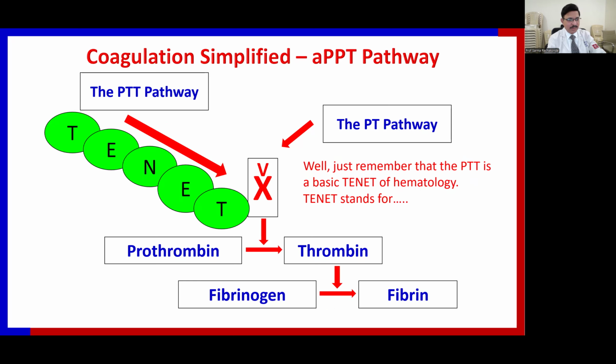Come. Tenet. 10, 12, T. 11, E. N, 9. E, 8. T, 10. Tenet. That is the tenet is on that side. Okay, now. By the end of this lecture, you must be able to write down the coagulation cascade without any flaw.